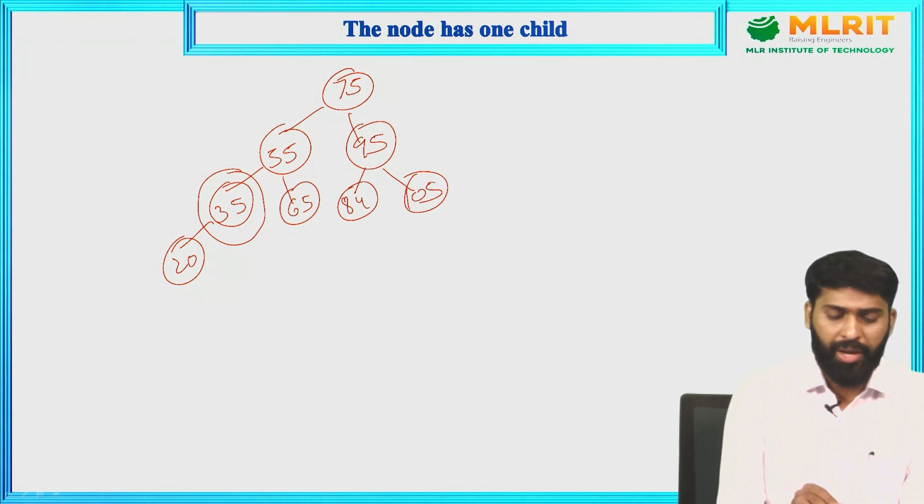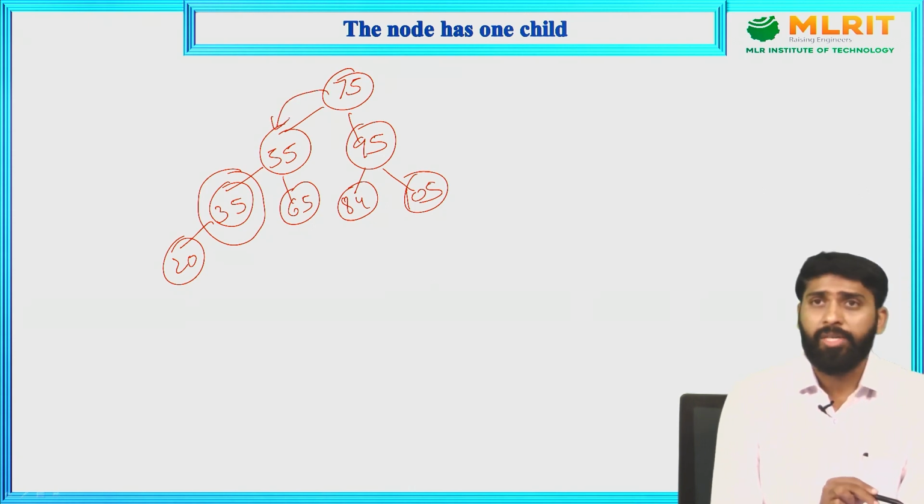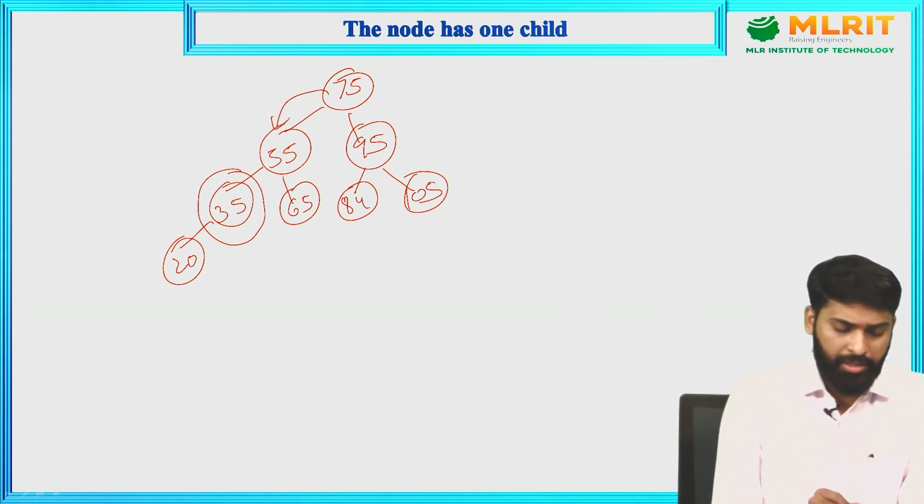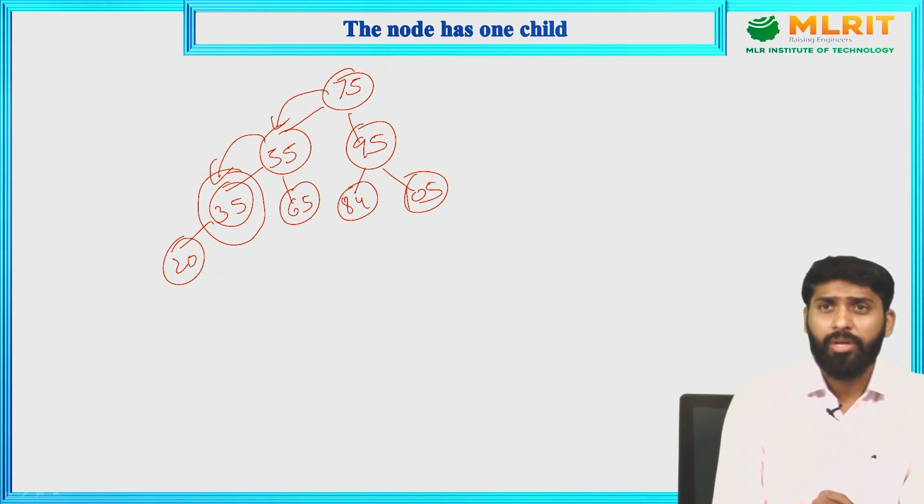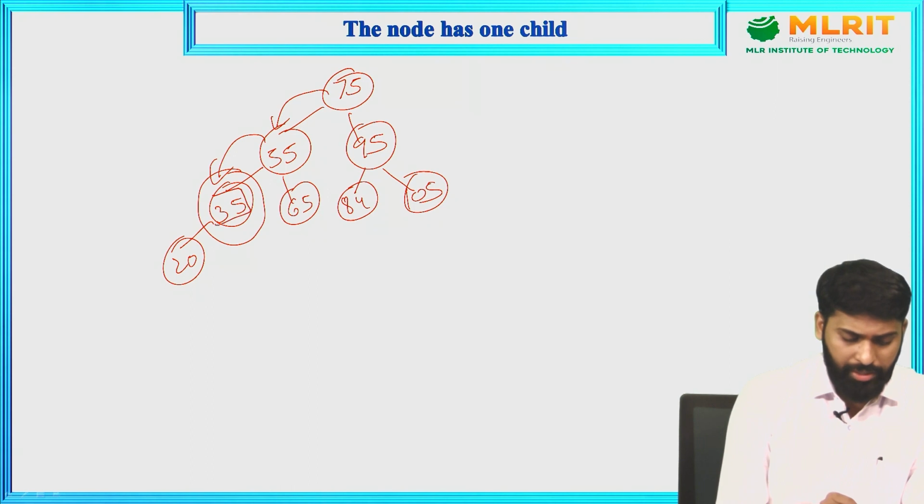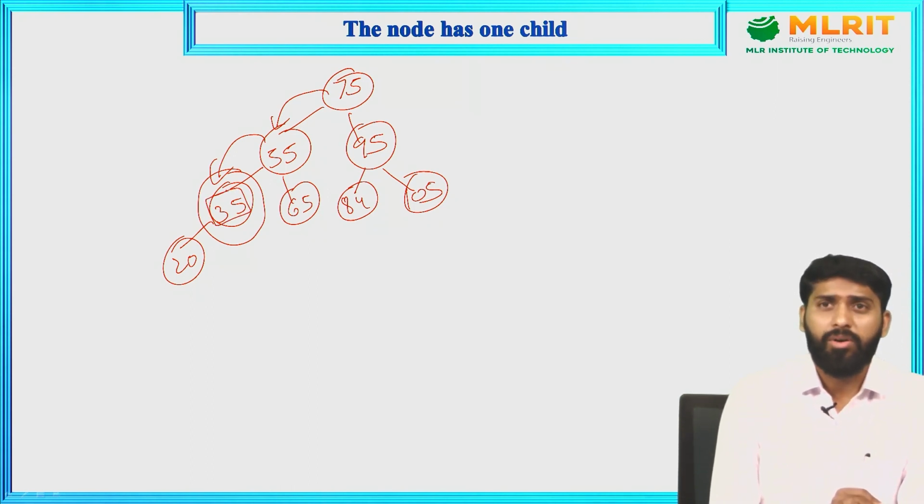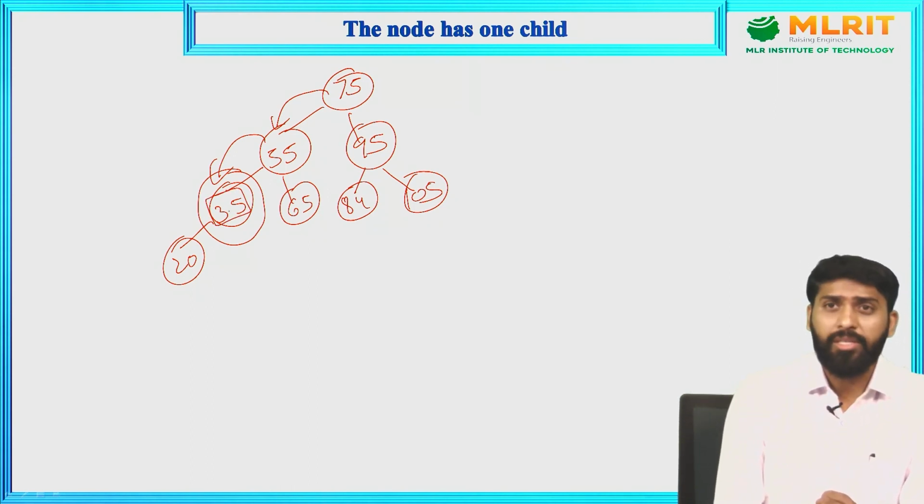So now compare: is 35 less than or equal to 35? Yes, 35 is equal, so traverse to the left side. Now again compare: 35 is less than 55? Yes, so traverse to the left side. Now compare: is 35 less than 35? No. Is it greater than 35? No. That means 35 is found.